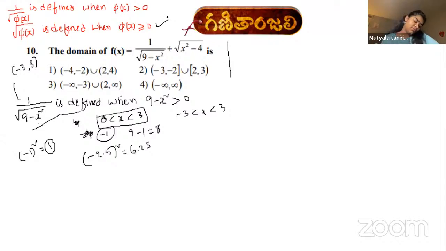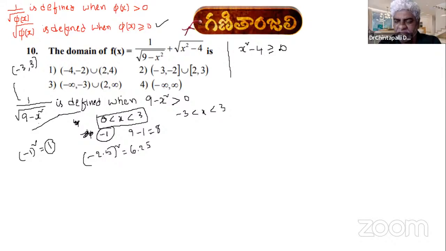Root 5 times x square minus 4. According to the second formula, what is the domain? That means the second part is defined when 5 times x square minus 4 is greater than or equal to 0. Very good. Can you tell the values of x to satisfy this inequation?